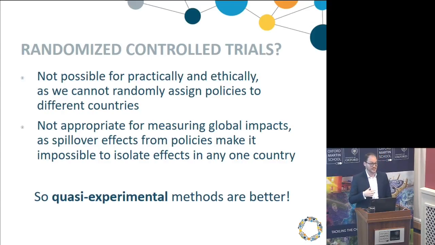So in that respect, a randomized control trial wouldn't actually be that great, even if we could randomize which countries get an international law, which ones don't, because it wouldn't account for the spillover effects. Whereas quasi-experimental methods can do so. Basically, a quasi-experimental method is using an alternative approach to create a control group. So instead of using randomization and assigning subjects, or in this case countries, to a particular treatment, we're trying to construct a counterfactual using a different method.